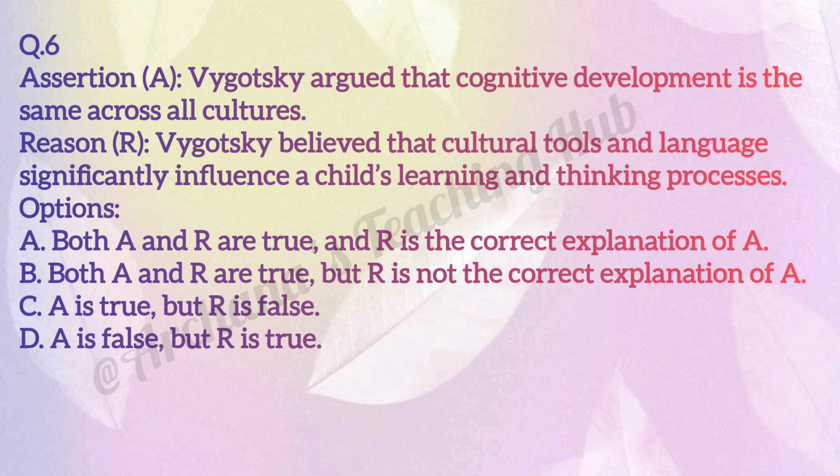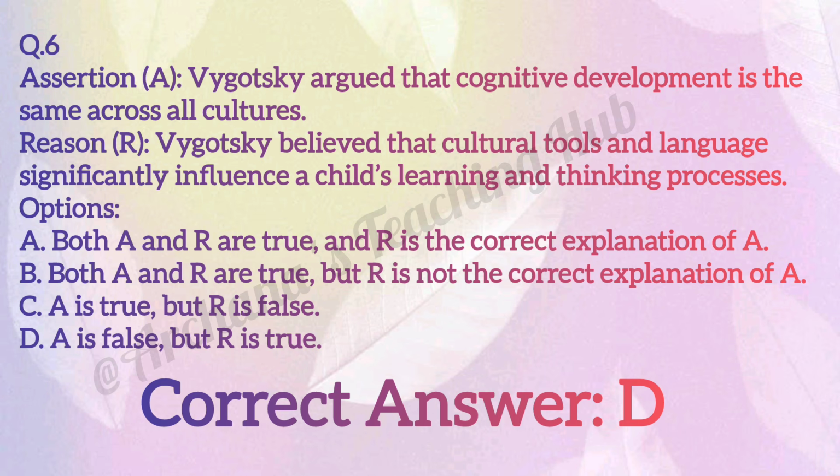Question number 6. Assertion A: Vygotsky argued that cognitive development is the same across all cultures. Reason: Vygotsky believed that culture, tools, and language significantly influence a child's learning and thinking process. Correct answer is option D. A is false but R is true. Cognitive development varies across cultures. So A is false but R is true.